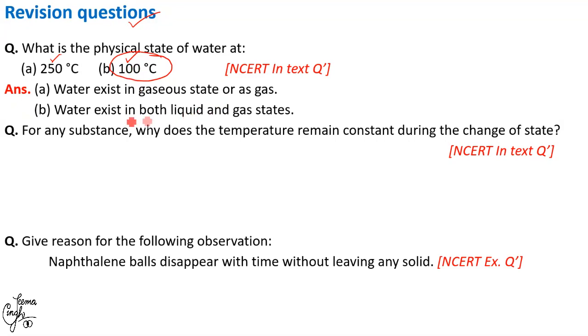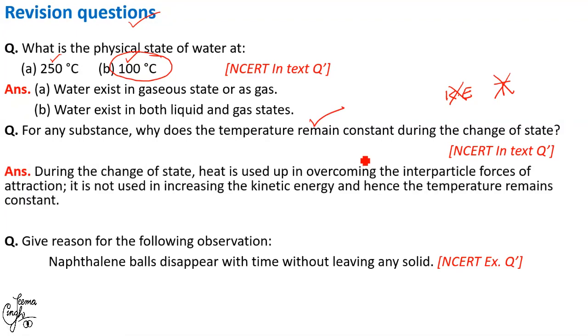Coming on to the next question: for any substance, why does the temperature remain constant during the change of state? I told you, during the change of state, let us say melting or boiling, heat is used up in overcoming the interparticle forces of attraction. It is not being used in increasing the kinetic energy. And if kinetic energy is not increasing, obviously temperature will not increase and you will see that temperature remains constant. Here is the answer.